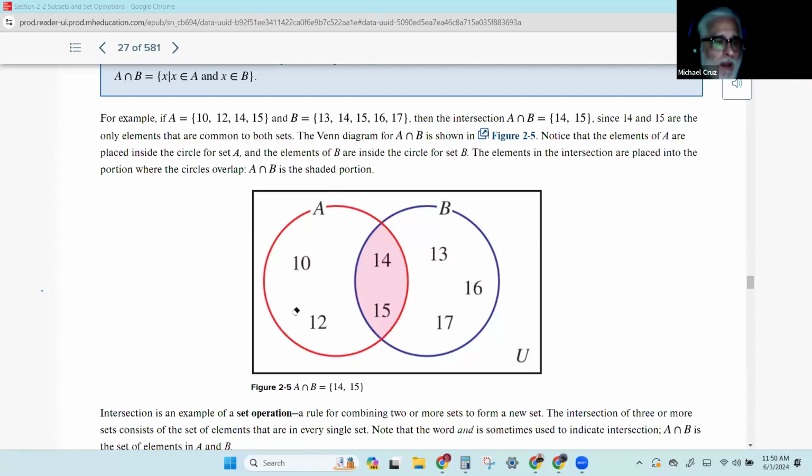The ones over here on that side are in A only, the ones over here are in B only. These are in B and they're in A. That's why it's the intersection. So set A has 10, 12, 14, and 15. B has 13, 14, 15, 16, and 17.